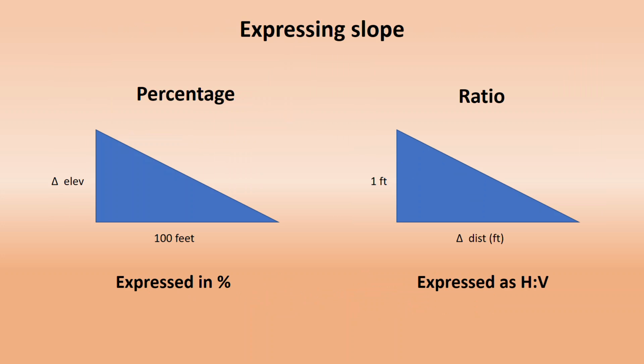So we can express slope two different ways, both as a percentage and as a ratio. In a percentage, obviously the units are percent, and what that means is we're expressing a slope in terms of what is its elevation change for every 100 horizontal feet. As a ratio, we're going to express slope h to v, horizontal to vertical ratio. And the vertical is always 1, and the horizontal is the horizontal distance required to achieve 1 unit or 1 foot of vertical change.